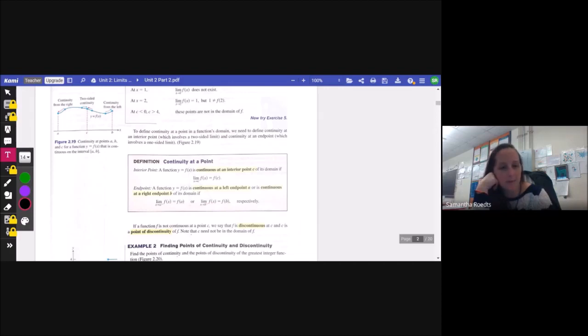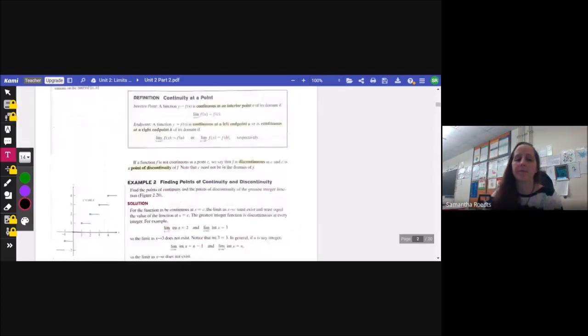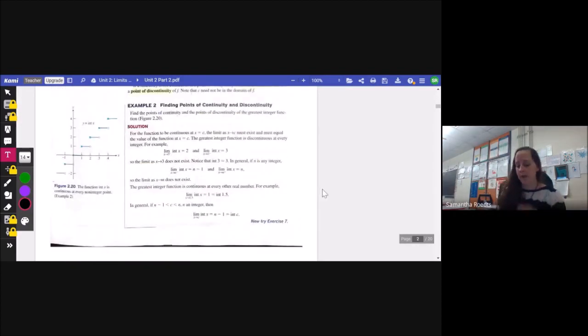So if a function f is not continuous at a point C, we say that f is discontinuous at C, and C is a point of discontinuity of f, but that C doesn't need to be in the domain of f. So I want to find, for example, the points of continuity and the points of discontinuity of the greatest integer function, which is in figure 2.20.